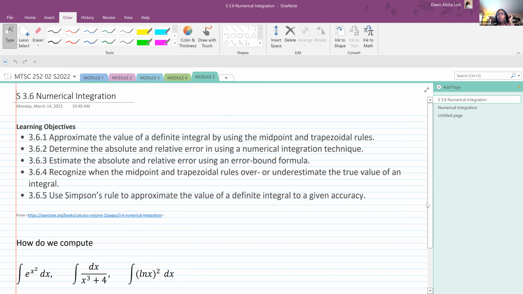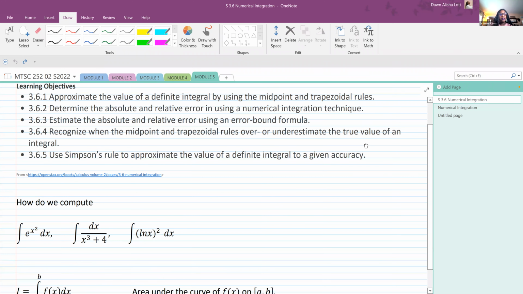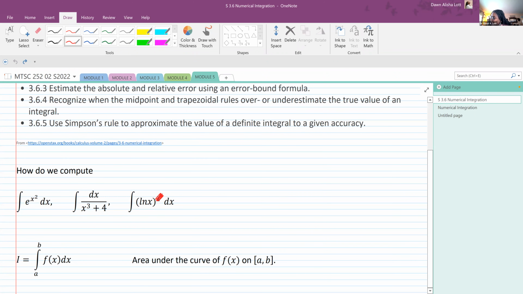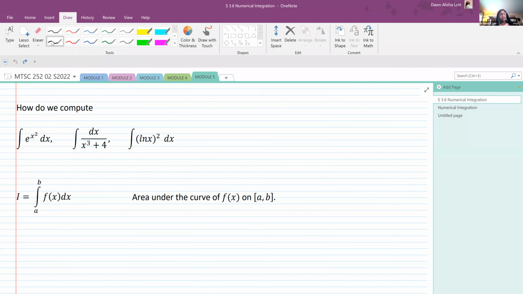So the question is, what do we do if we want to compute something like e to the x squared? Notice it doesn't have an x there, so I don't have a du. Or the integral of dx over x cubed plus 4. That's easy if this were x squared, because then I could use a tan inverse, but it's not. And this last one, I know how to integrate the log of x, but I don't know how to integrate the log of x squared. So all of these are difficult integrals, and we want to be able to figure out how we can do them.